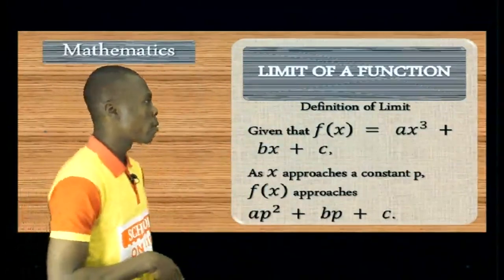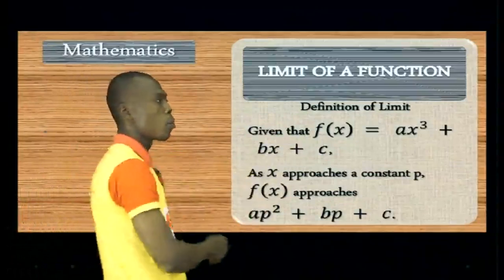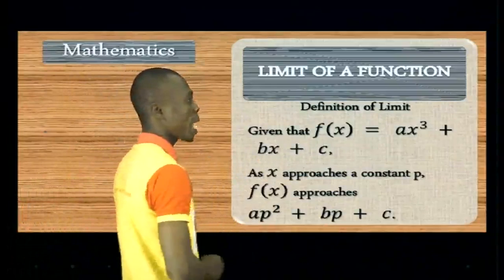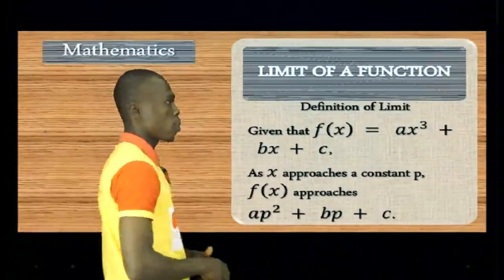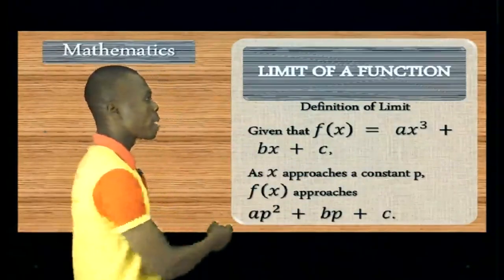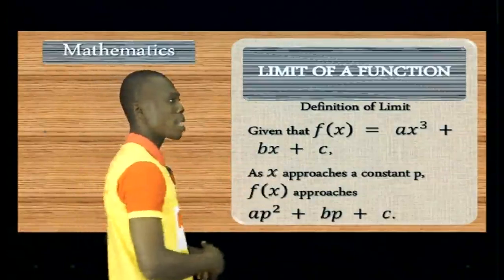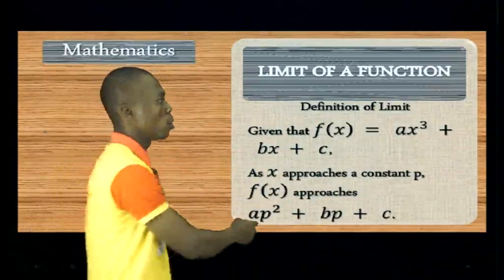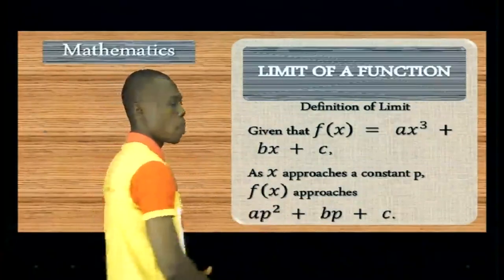Now, remember, we know what a function is now. If we are given that f of x is equal to ax cubed plus bx plus c, then as the value of x approaches a constant p, what it means is that f of x will also approach ap squared plus bp plus c.